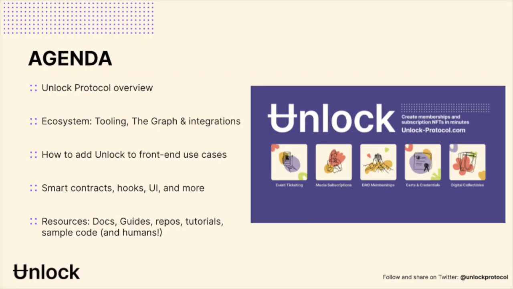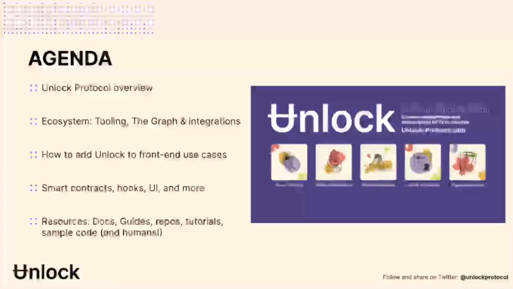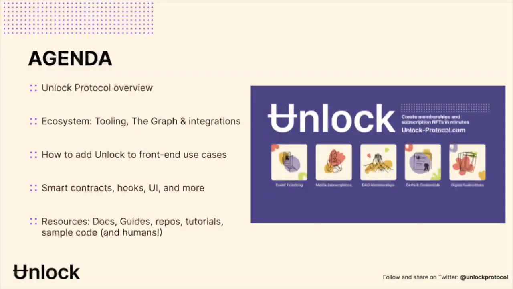Here's a quick agenda to get started. First, we'll start with an overview. Then we'll look at the ecosystem, what kind of tools, including the subgraphs from The Graph, and what kind of integrations exist out there. Then we'll move into a final section about two different tutorials. One of them is to show you use cases for front end and how to create one, as well as use cases for smart contract integration, as well as creating a hook, which is something that is very specific to the Unlock smart contracts.